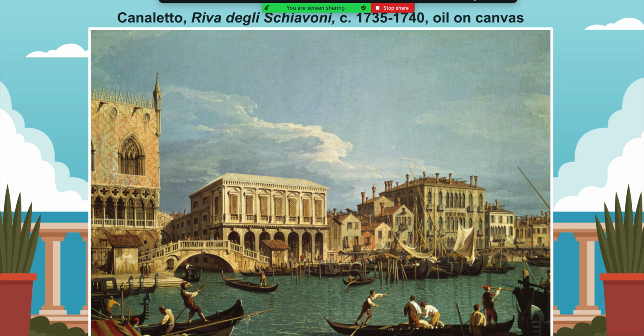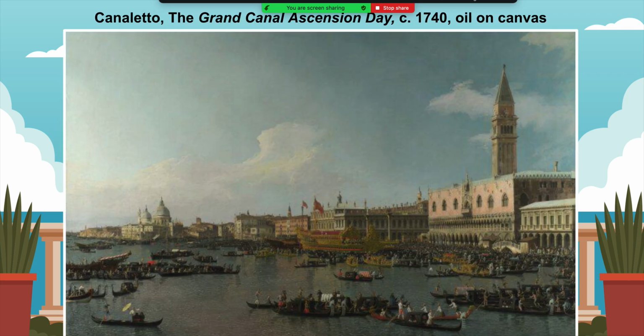This painting just amazes me. This is the next piece that I want to look into. Same artist as we talked about. Both are from the 18th century, both are oil on canvas. And here, this is Ascension Day in Venice, the Grand Canal, so very famous place.